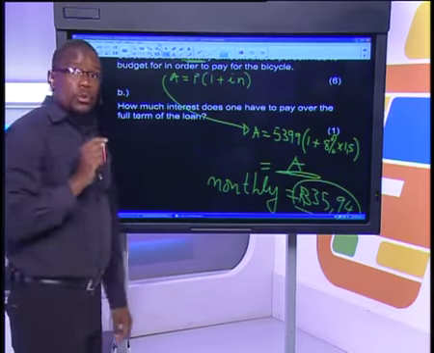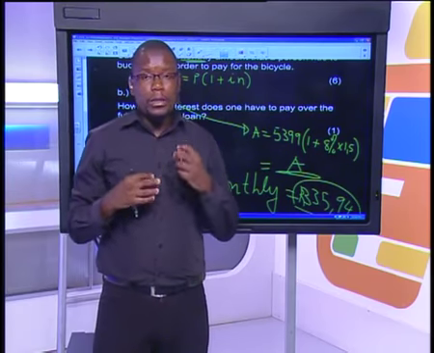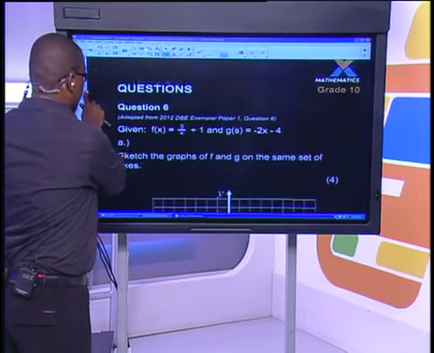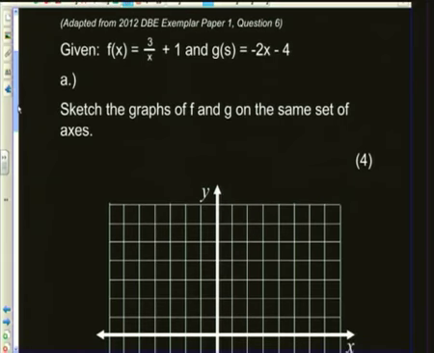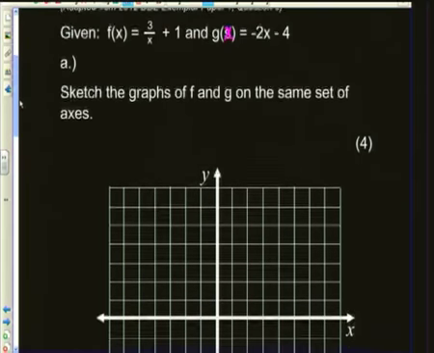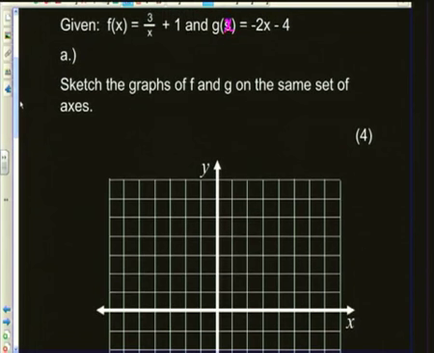Now, guys, we're going to move on to the functions part now. Let's quickly do your functions. You are given two functions. You've got f of x equals 3 divided by x plus 1, and g of x equals minus 2x minus 4. Now, guys, you need to sketch the graphs of f and g on the same set of axes. Now, guys, this is a hyperbola.